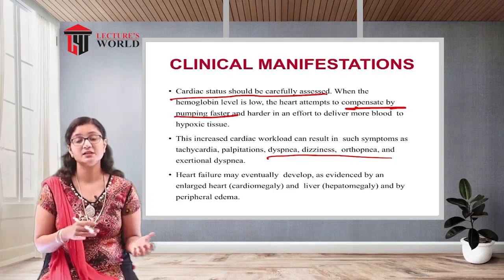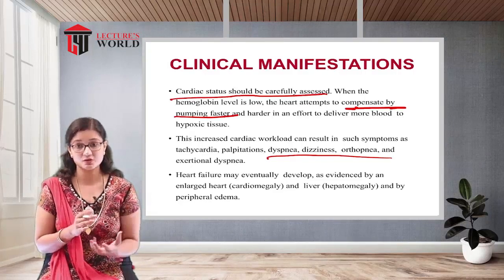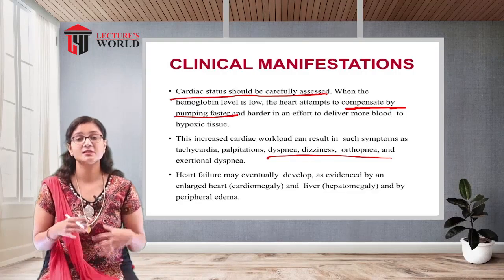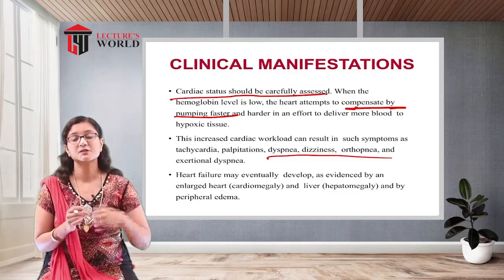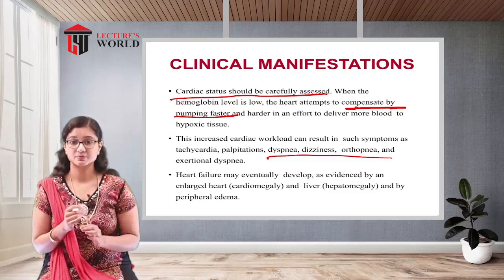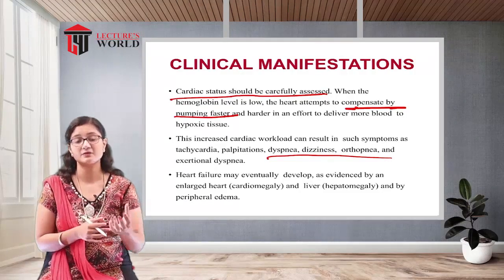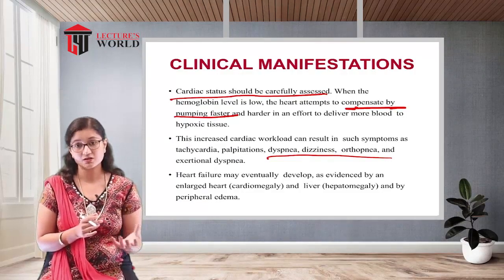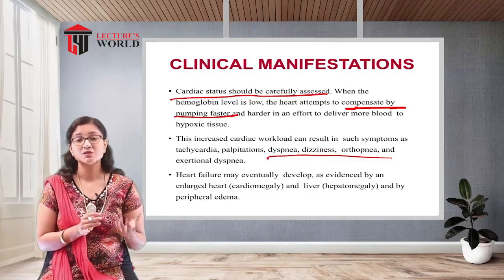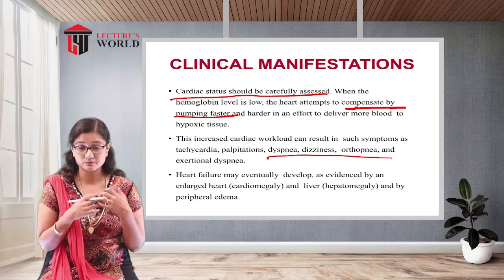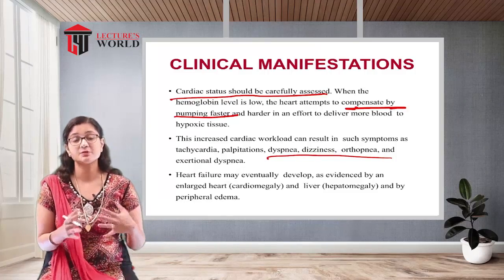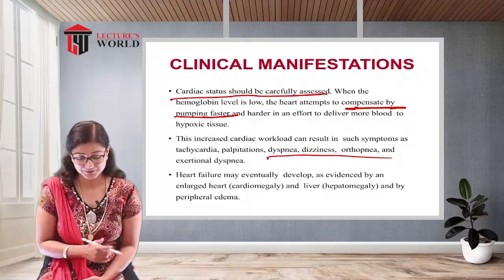Orthopnea is when he changes his position and may have shortness of breath. Exertional means that with some activity the person can have shortness of breath, called exertional dyspnea. Because when you do some activity, there is increased workload on the heart. To cope with it, it tries to beat faster and pump faster. But in the blood there are not enough RBCs. How are they going to give more oxygen? So at that time the person has shortness of breath.